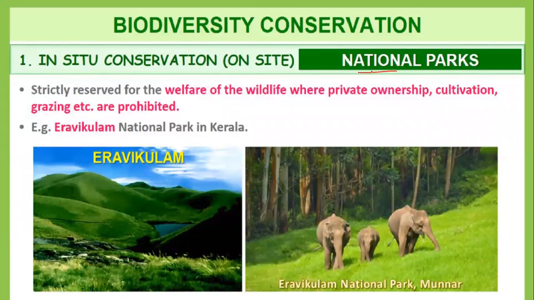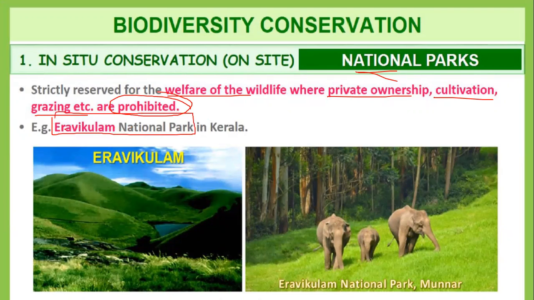First one is the national park. What is a national park? They are strictly reserved for the welfare of wildlife, where private ownership, cultivation, grazing, etc. are prohibited. For example, in Kerala, we have a very important and a very beautiful national park. Iravikulam National Park, situated in Kerala, is one of the examples of national park.